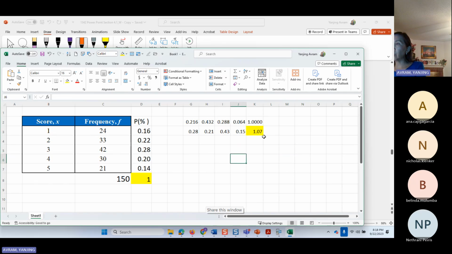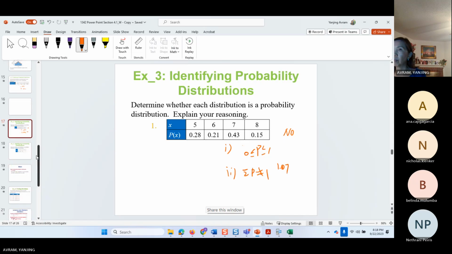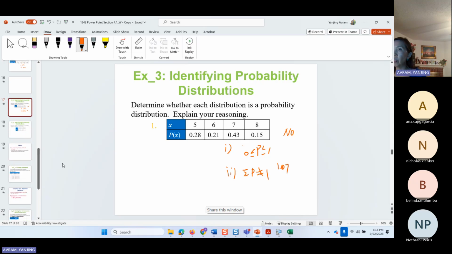I have 1.07, and that is the issue. If you have 1.07, that means the sum satisfies the first condition but the second condition is not satisfied. This is not equal to 1; this is equal to 1.07, as we just calculated. So no, this is not a probability distribution because it didn't satisfy the second condition. All right, any questions so far?